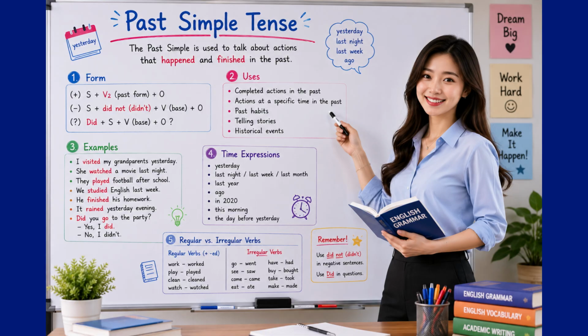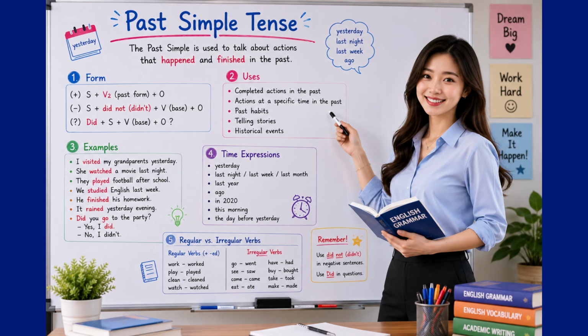Base verb, cook. Past form, cooked. Base verb, help. Past form, helped. Base verb, learn. Past form, learned. Example sentences: I worked late yesterday. She played basketball after school. We cleaned the classroom. They visited their grandparents.